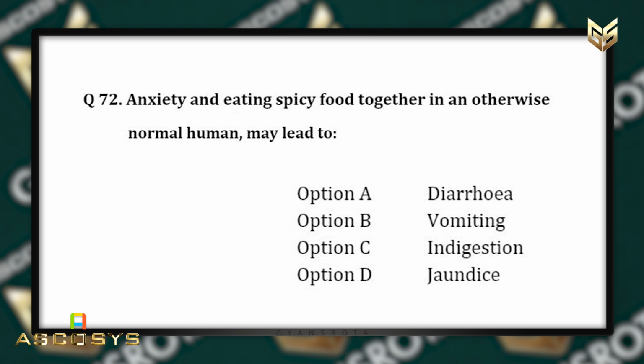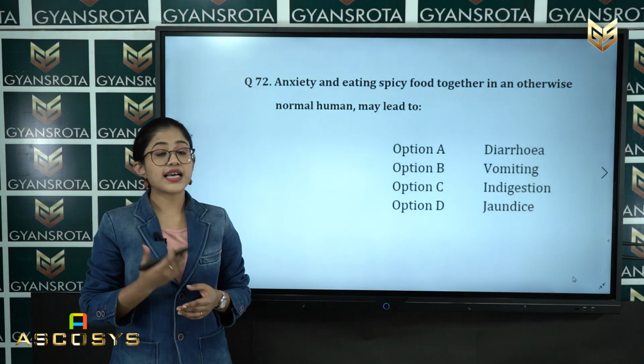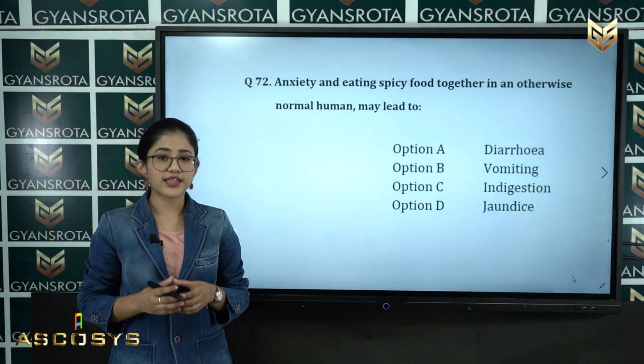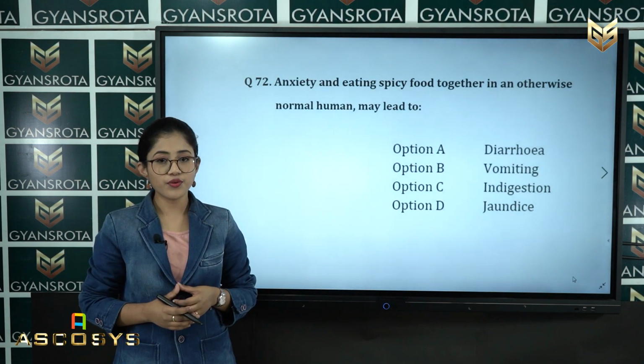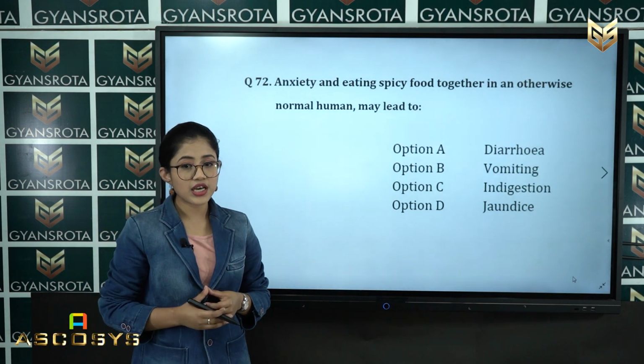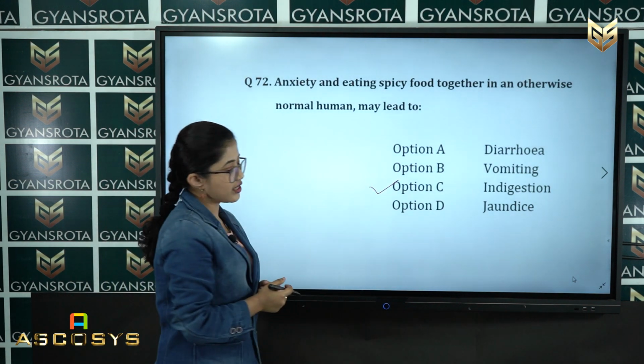Anxiety and eating spicy food together in an otherwise normal human may lead to option number A, diarrhea, option number B, vomiting, option number C, indigestion, and option number D, jaundice. Student, in this question it is written anxiety and eating spicy food together in an otherwise normal human being may lead to option number C, that is indigestion. So, this is the correct answer for this question.